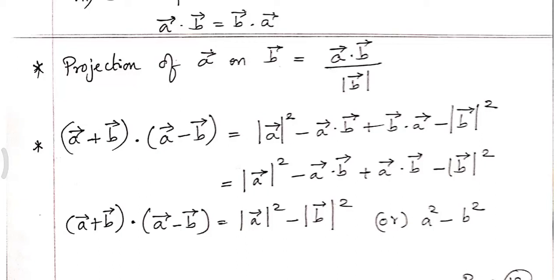Welcome students. Before going to this exercise, you have to go through the concepts of exercise 10.3 video. It will be better for you to understand this one. Two formulas: projection of A vector on B vector equals A vector dot B vector by modulus of B vector, and the second formula, A vector plus B vector dot product A vector minus B vector equal to modulus of A vector square minus modulus of B vector square.